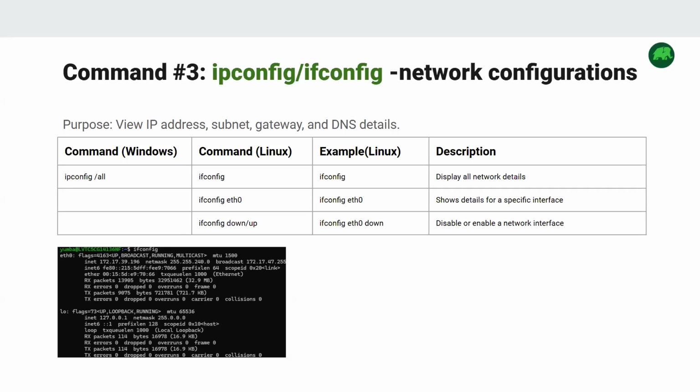This command shows network configuration. So the purpose is to view IP addresses, subnet, gateway, and DNS details. Some common arguments that are used together with this command. On a Windows machine, we have ipconfig /all, which is the equivalent of ifconfig on a Linux machine, to display all network details. Ifconfig with an interface shows details for a specific interface.